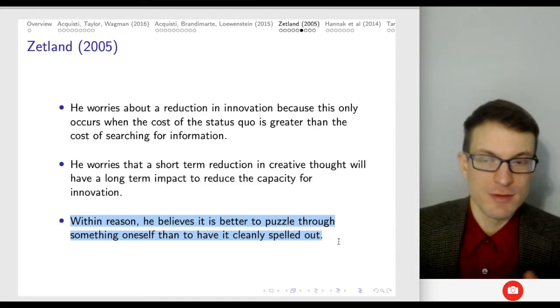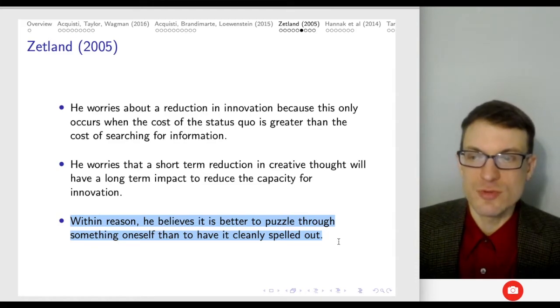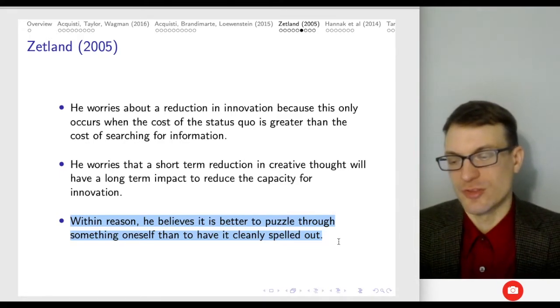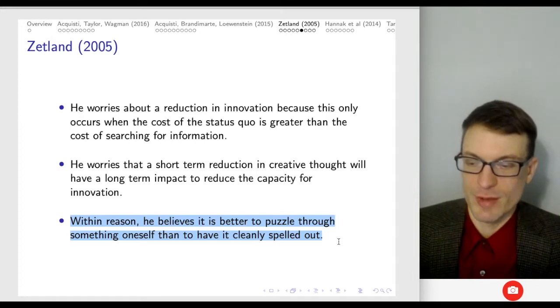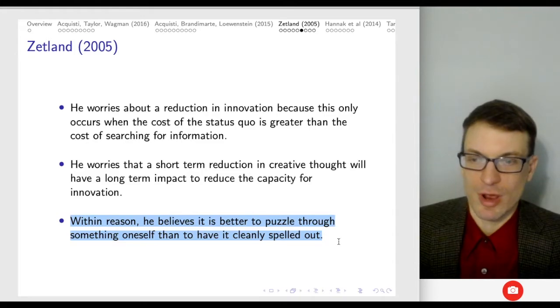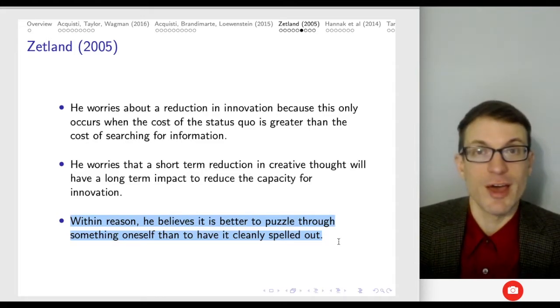Though I do believe that Zetlin's correct in the sense that it is really important for people to struggle through things and to not always look for the answer that's already been spelled out for them. I think the better use of information would be to try to find the answer on your own and then try to verify it with what you're able to find.